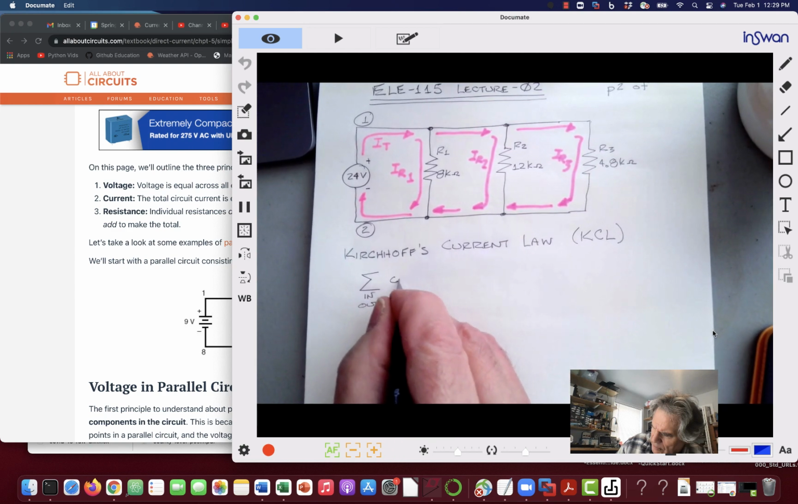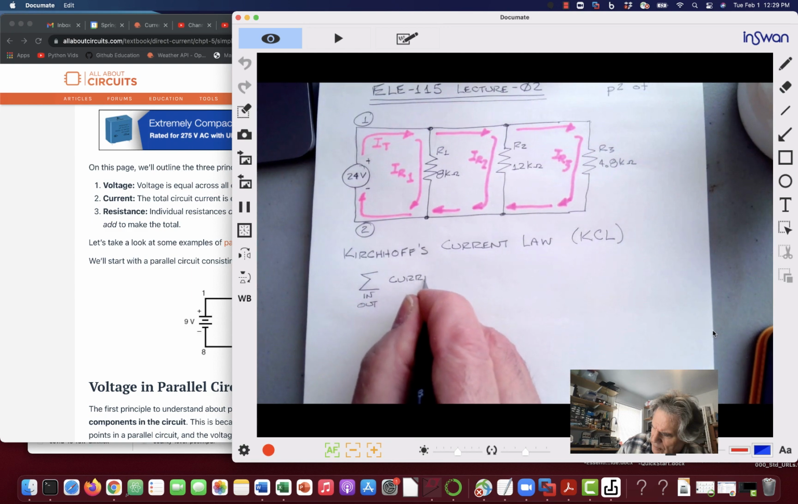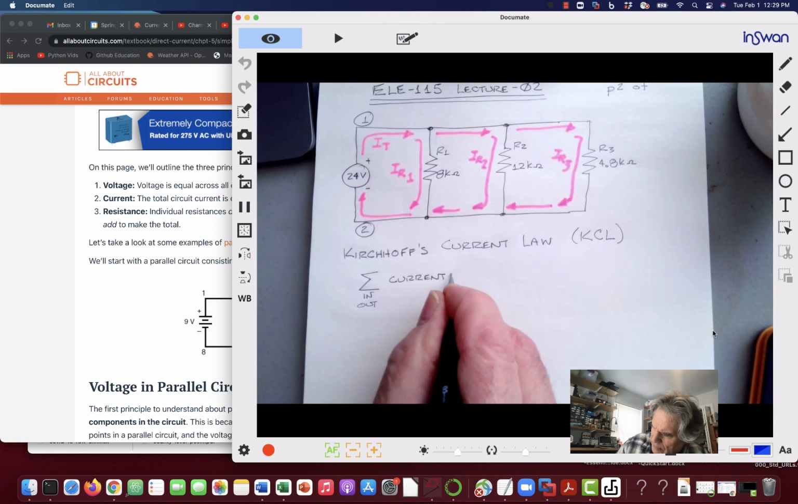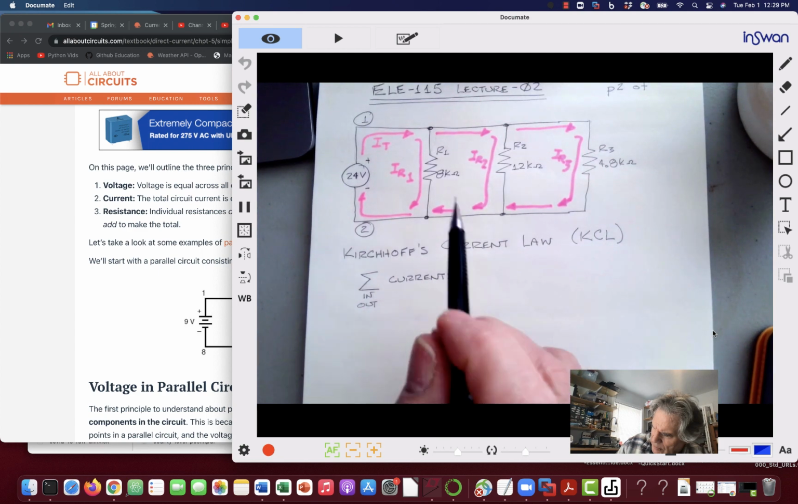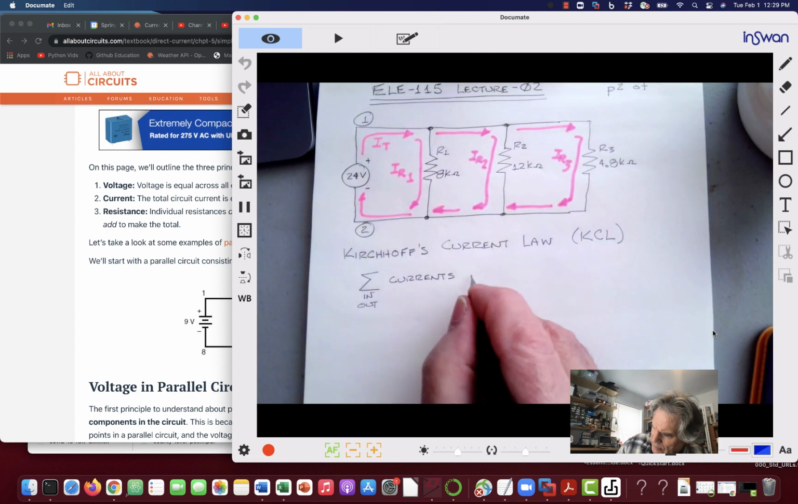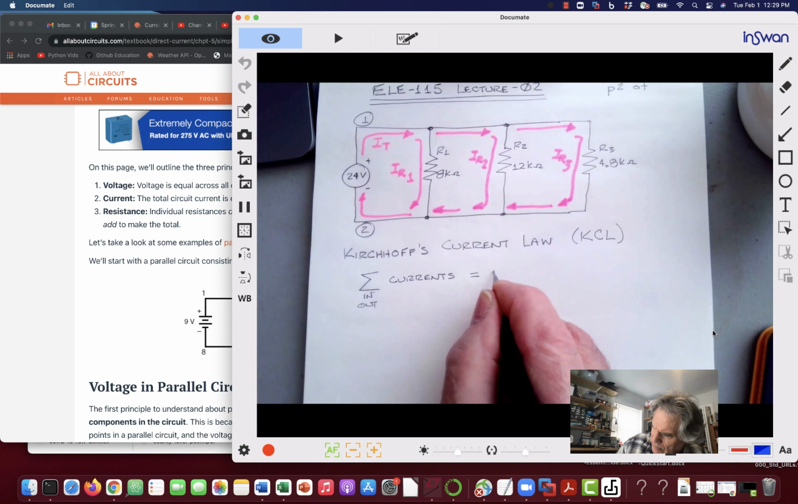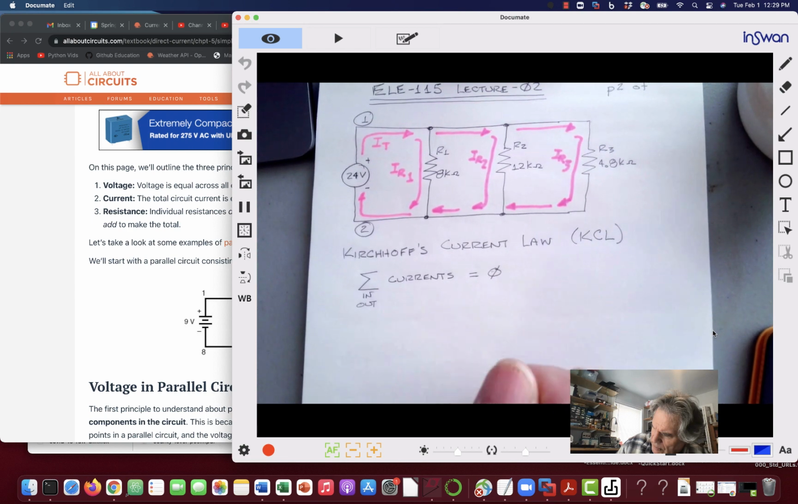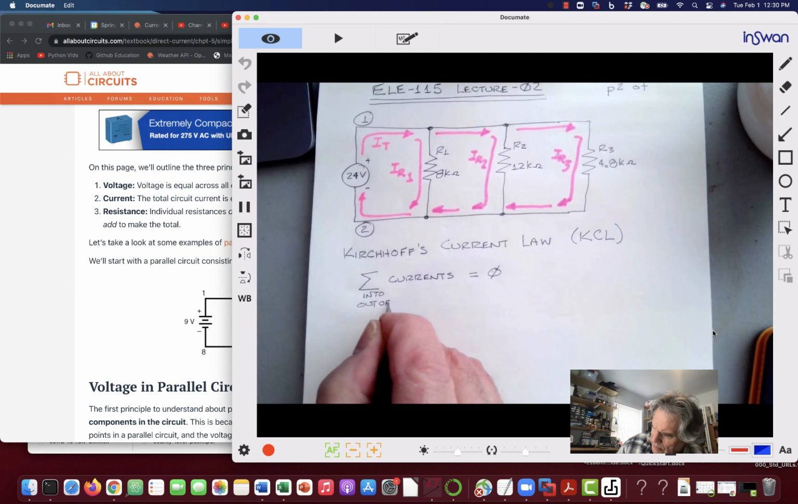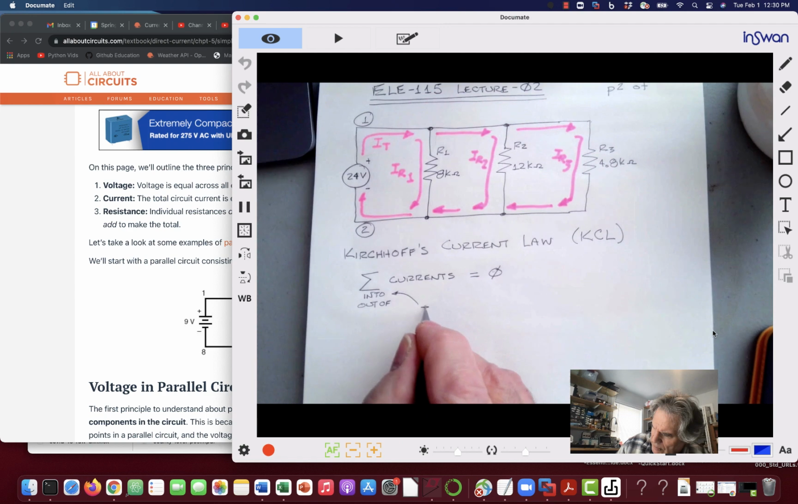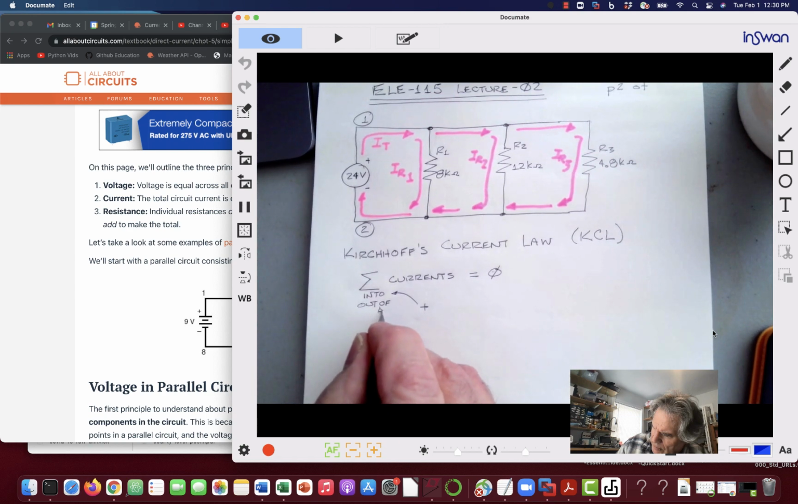So the sum of the currents that flow into and out of a given node will equal 0. Okay? And so we'll say into and out of, and these, we'll let those be positive, and these, we'll let those be negative.